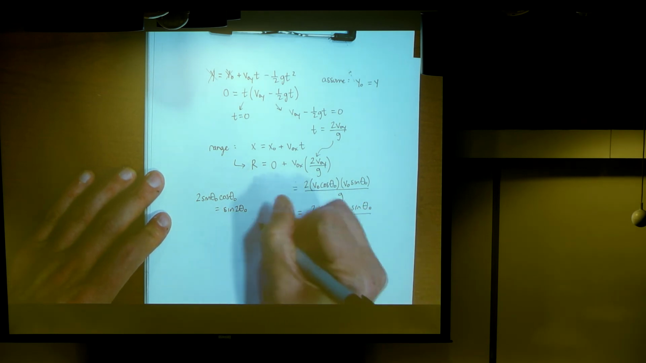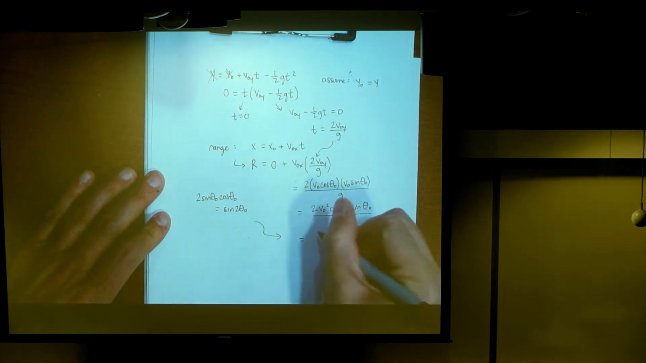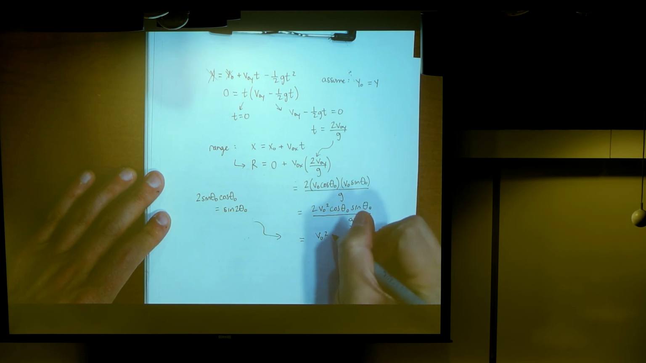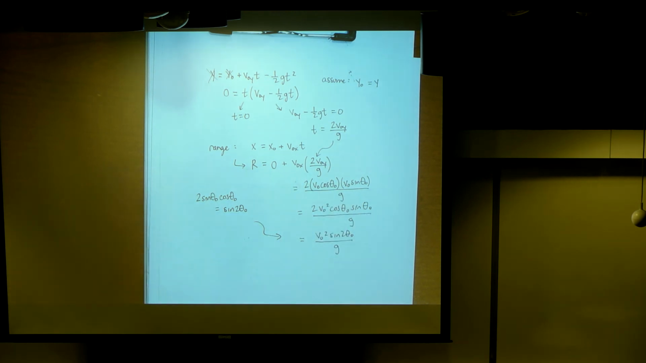So applying that trig identity gives me v naught squared sine of 2 theta divided by g as the equation for the range, okay? But again, I can't emphasize this enough. We're assuming the heights that you start at and you end at are equal, okay? So there's where the equation comes from. Any questions about how I did that?